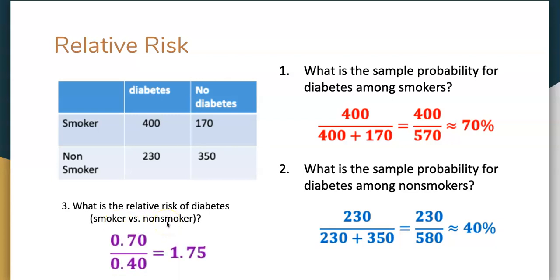So the relative risk is going to be 0.7 or 70% divided by 40. And that's going to be about 1.75. What we can say is that at least in the sample, the people who are smokers were 1.75 times more likely to have diabetes. Okay? But be careful with the way that we divide it. It says smoker versus non-smoker. So I just divided the 0.70 by 0.40.